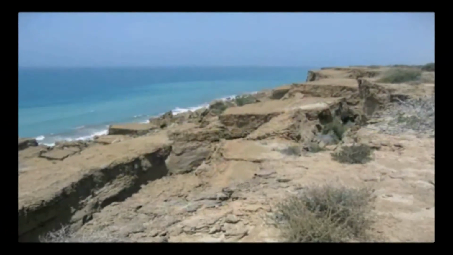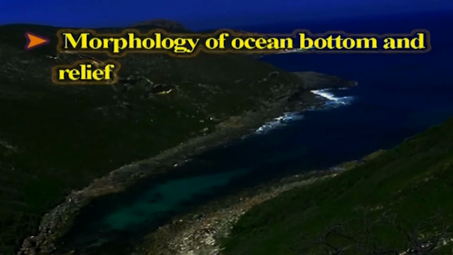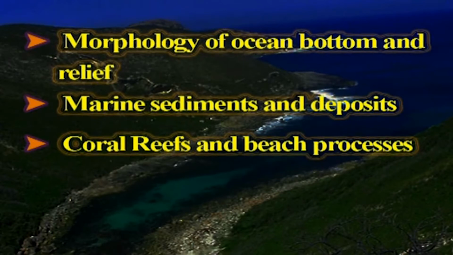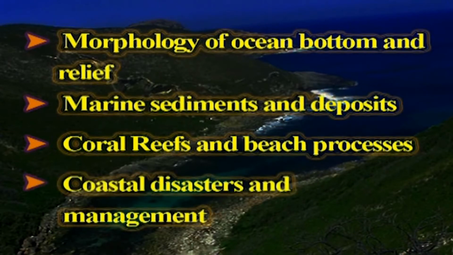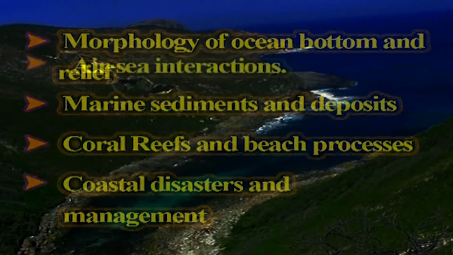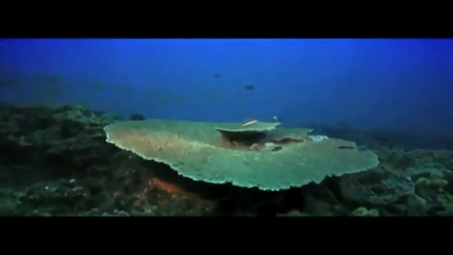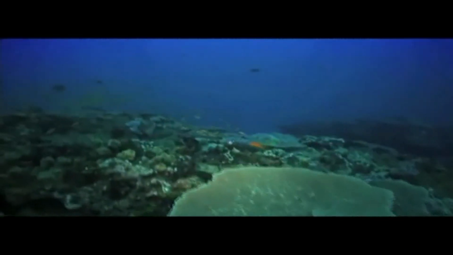coastal geomorphology. Geological oceanographic studies also deal with the following aspects: morphology of ocean bottom and relief, marine sediments and deposits, coral reefs and beach processes, coastal disasters and management, air-sea interactions, and the study of marine sediments, submarine canyons, underwater topography and corals.